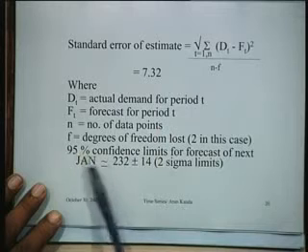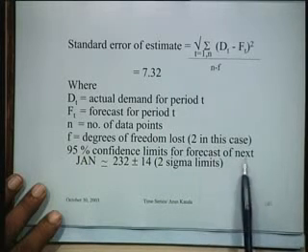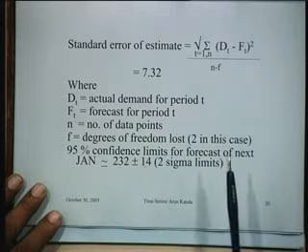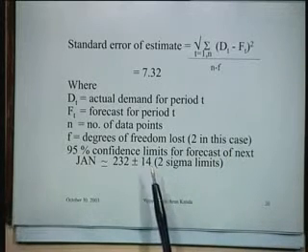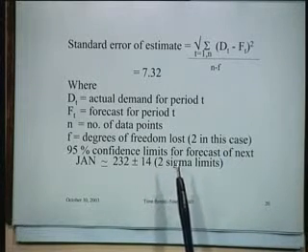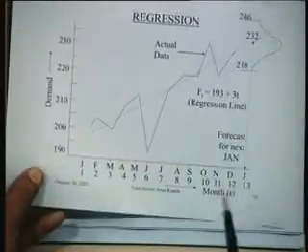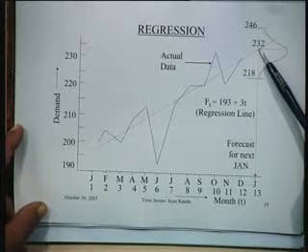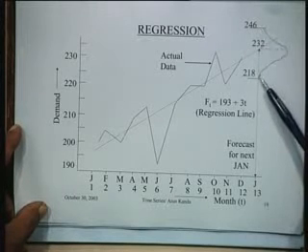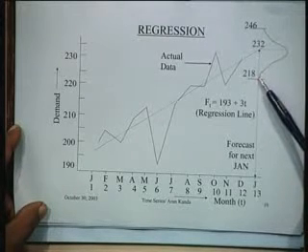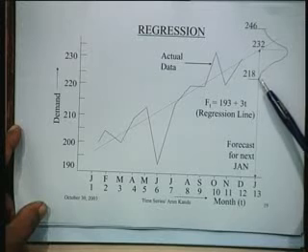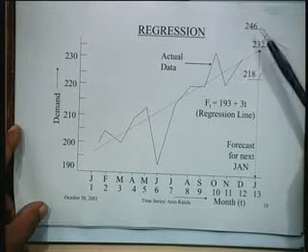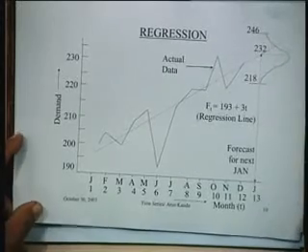So if we want the 95% confidence limits of the forecast for the next January, it will be 232 plus or minus 14, which is 2 sigma limits. And therefore the interesting thing is that you can get from regression not only the expected demand for next January, but also make a statement saying that there are 95% chances that the demand for next January will lie between 218 and 246, and the expected demand is 232. That is the interpretation.